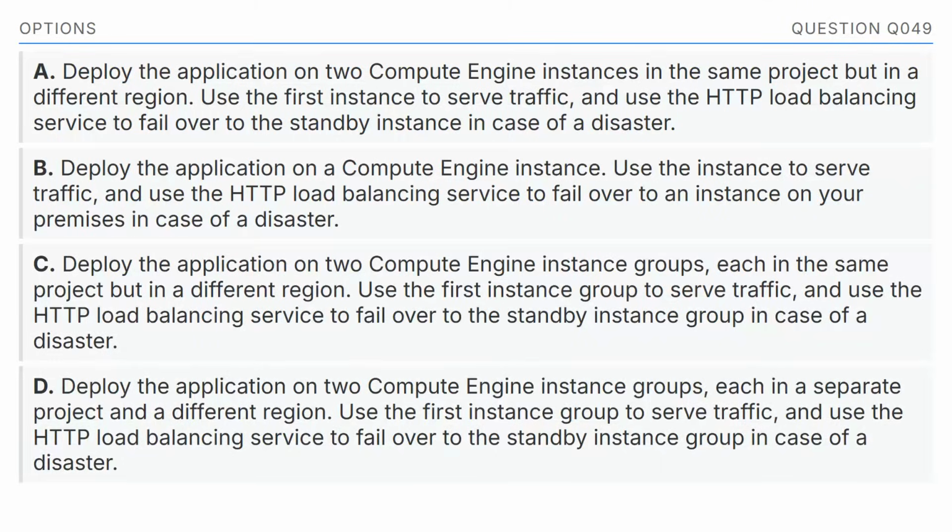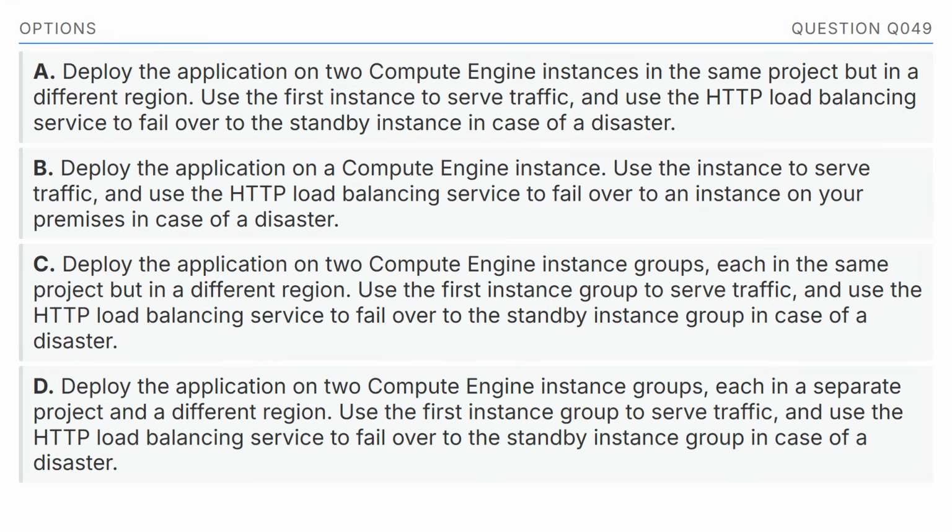The options are: Option A. Deploy the application on 2 Compute Engine instances in the same project but in a different region. Use the first instance to serve traffic, and use the HTTP load balancing service to fail over to the standby instance in case of a disaster. Option B. Deploy the application on a Compute Engine instance. Use the instance to serve traffic, and use the HTTP load balancing service to fail over to an instance on your premises in case of a disaster.